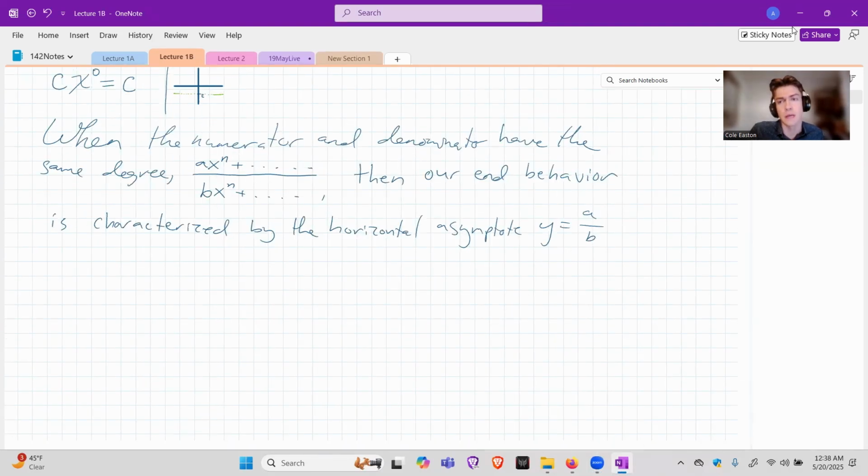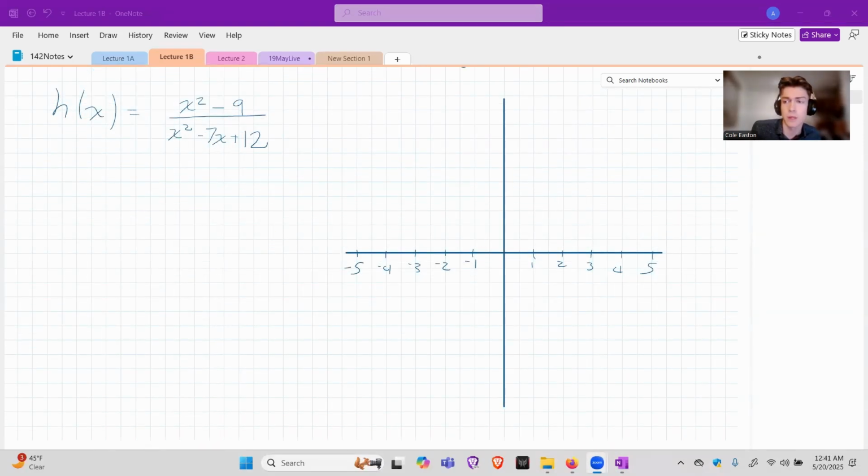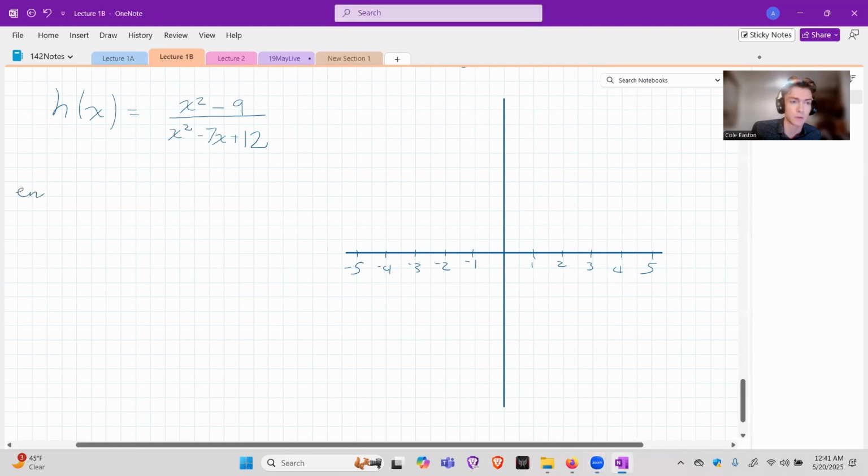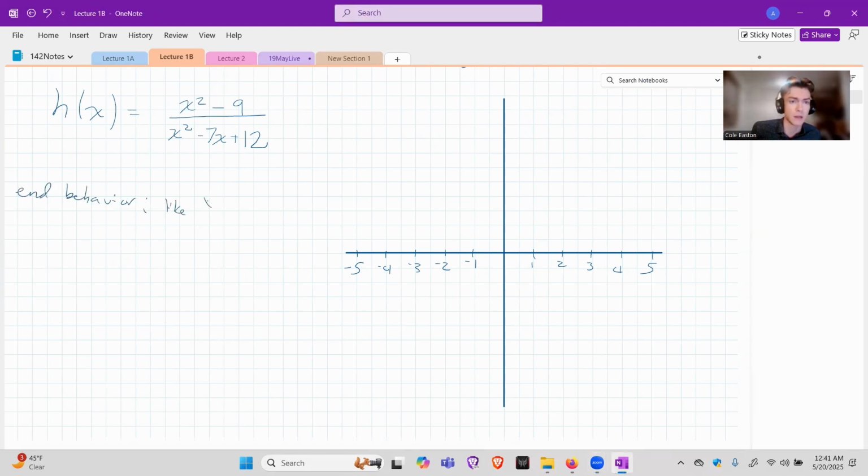So let's just do one example really quick with the horizontal asymptote. Okay, so let's start by looking at the end behavior. So it's like x squared over x squared, which is 1. So we're going to have a horizontal asymptote at y equals 1. Now remember, before we do roots and vertical asymptotes, we need to factor the numerator and denominator.